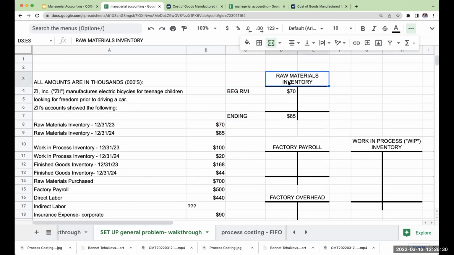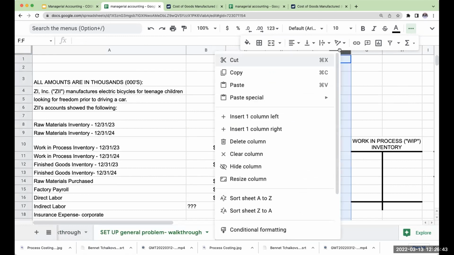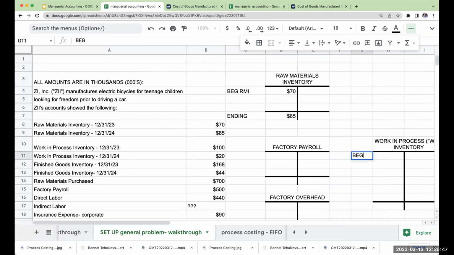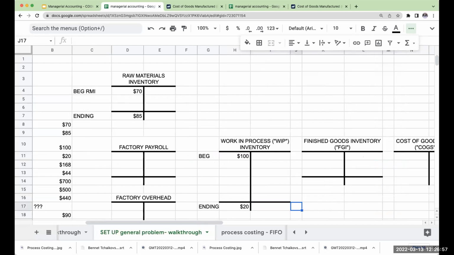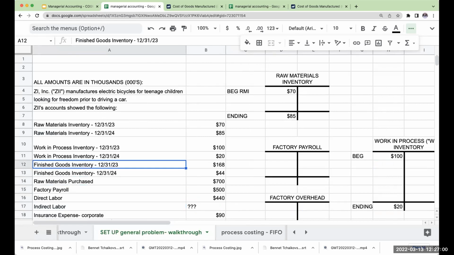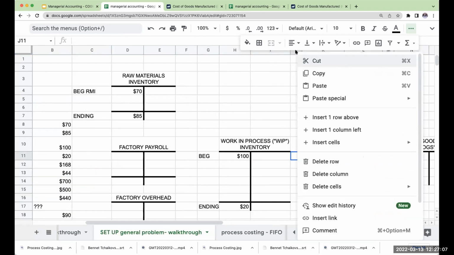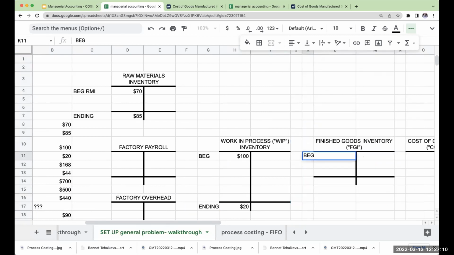Remember, inventory is an asset. This is a debit, this is a credit, right? So over here, I show increases, or inventory typically has as an asset, it's going to have debit balances. So this is why I'm putting this over here. Work in process. Okay, so over here for my work in process, I have my beginning work in process account that is at 100. My ending work in process account is over here at 20. Okay. My next one over here is my finished goods inventory. 12/31/23 becomes 1/1/24. So over here, my beginning is 168. My ending is going to be at 44.